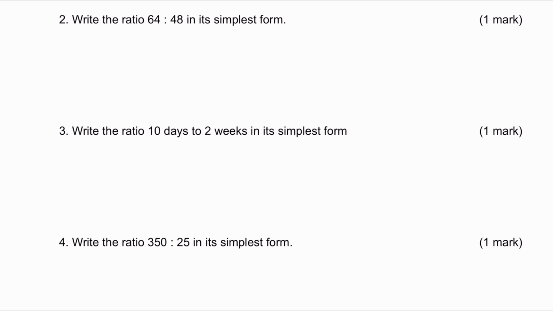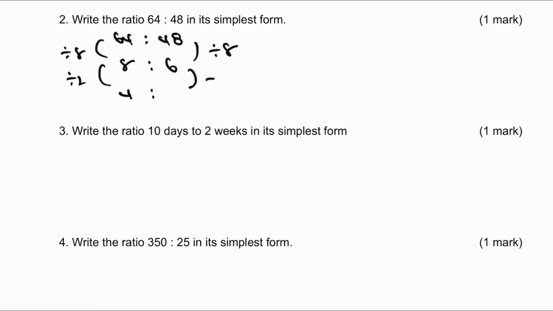Well, you'll see that both of 64 and 48 are both divisible by 8. So 64 divided by 8 is going to be 8. And 48 divided by 8 is going to be 6. And then I can divide 8 and 6 by 2. So if I divide 8 by 2, I get 4. And 6 divided by 2, I get 3. So the answer to question number 2 is going to be 4 to 3.